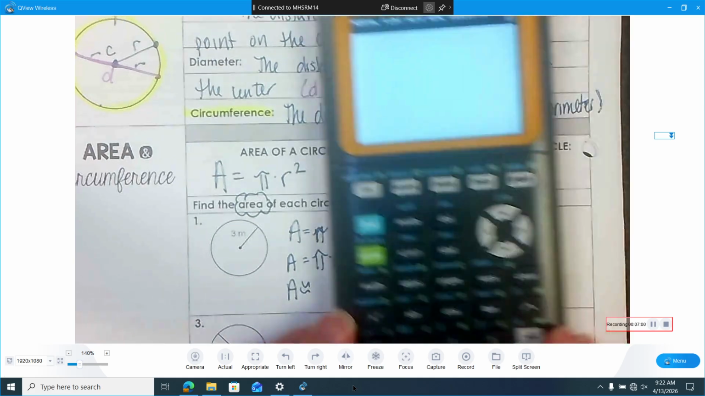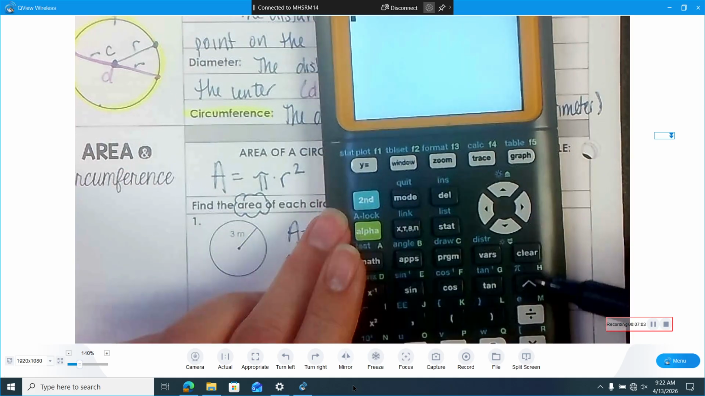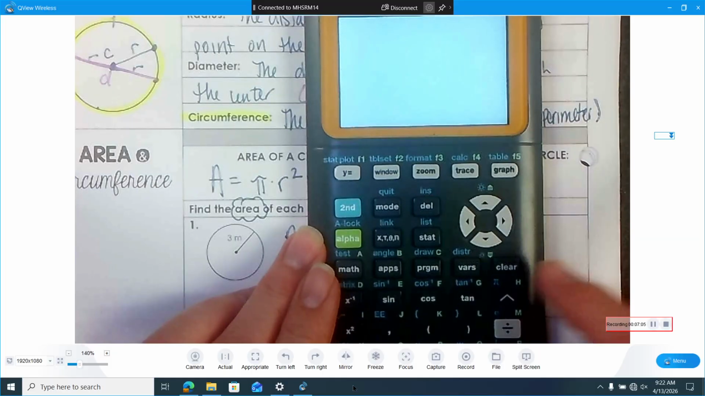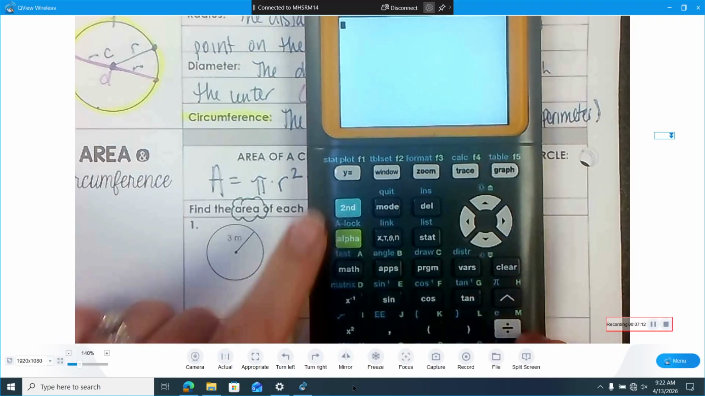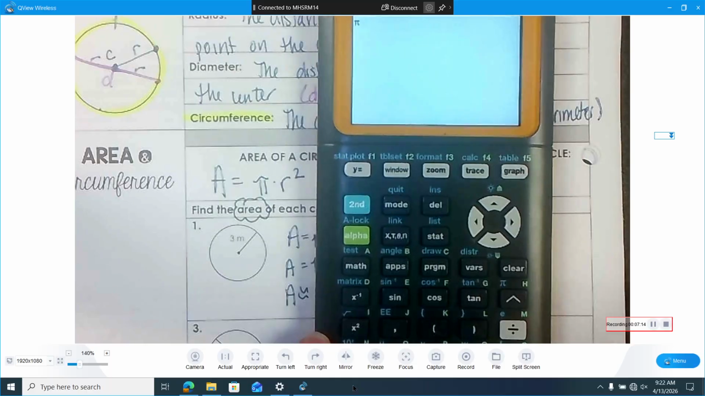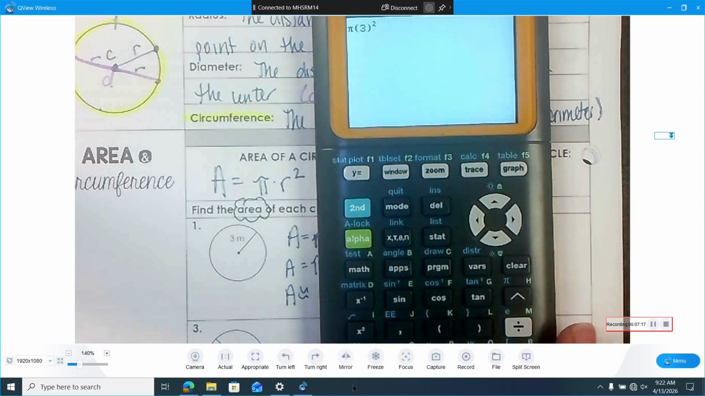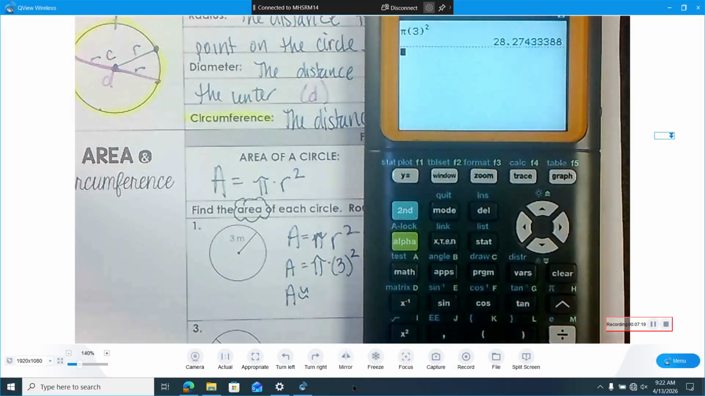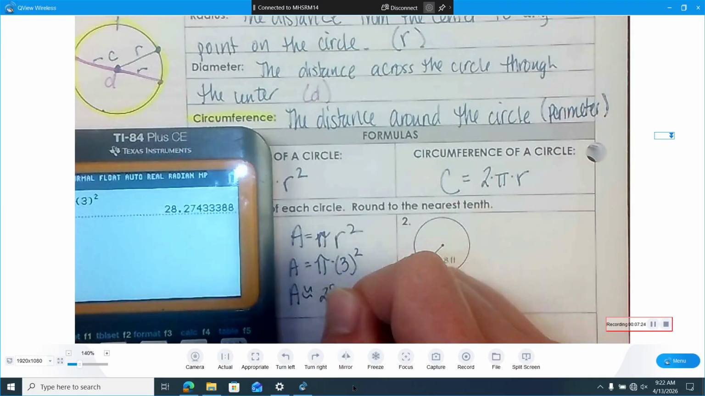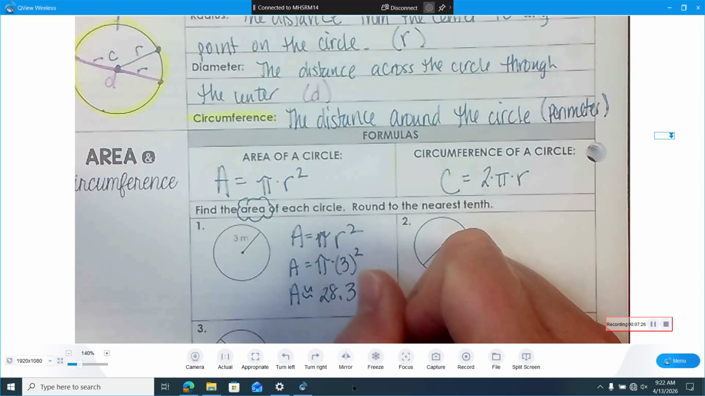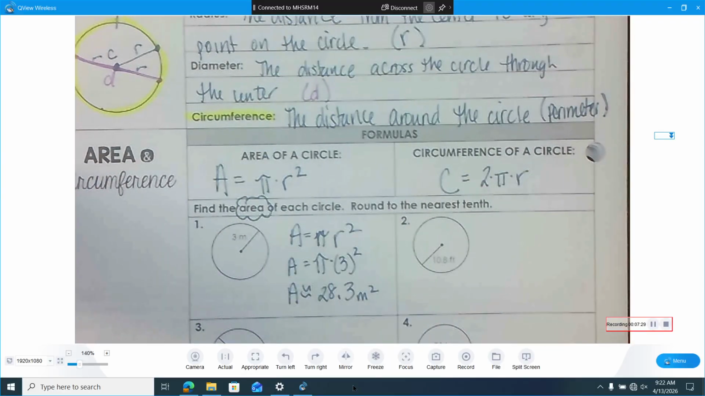Okay. So on your calculator, you have a lovely pi button, which is right here in blue. Do you see that button right there above the caret button? All right. So you're going to do second pi and then times 3 squared. There, if you will. And we get 28.3. And that would be meters squared because we're talking about area. And it's squared.